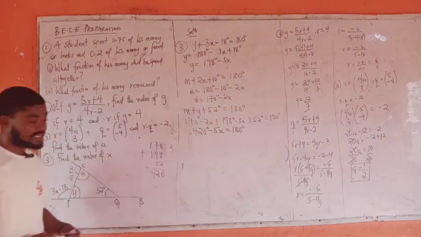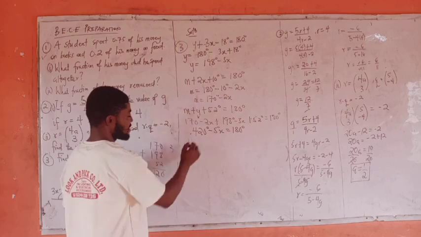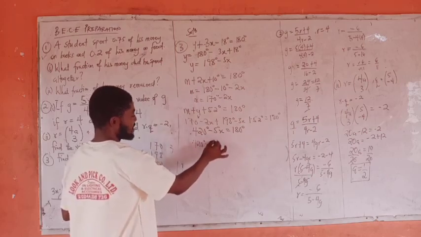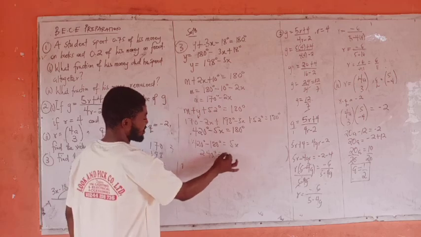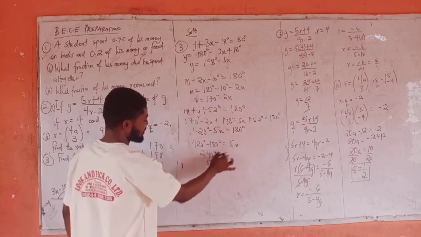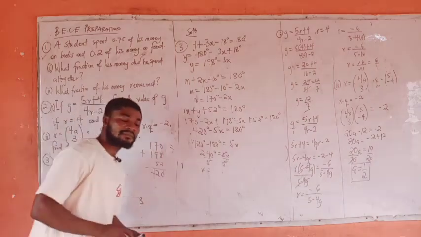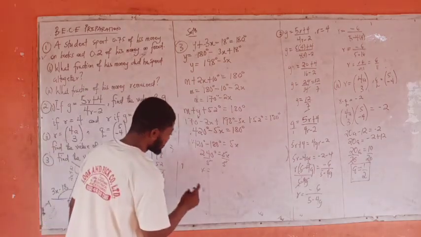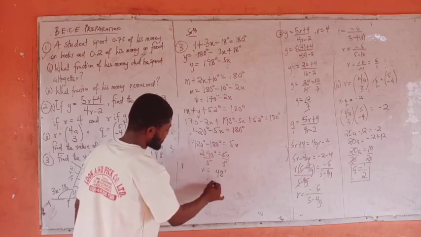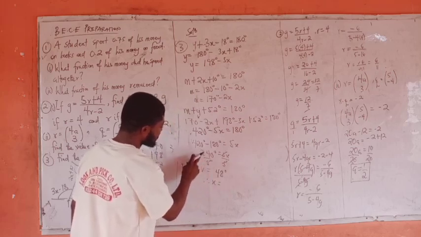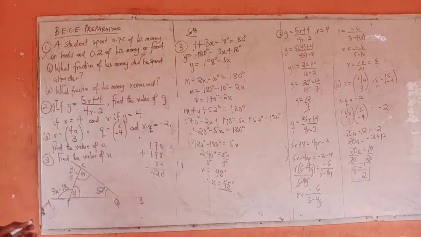I want to make x the subject and not negative x, neither do I want negative 5x. So I move this to this and bring this here. 420 minus 180 equals 5x. This should be 240 degrees. Divided by 5, by 5. 5 goes into 24 four times, and then 5 goes into 40 eight times. So 48 actually, if I'm not mistaken. So therefore x is equal to 48 degrees. So the value of x from this diagram is 48 degrees.